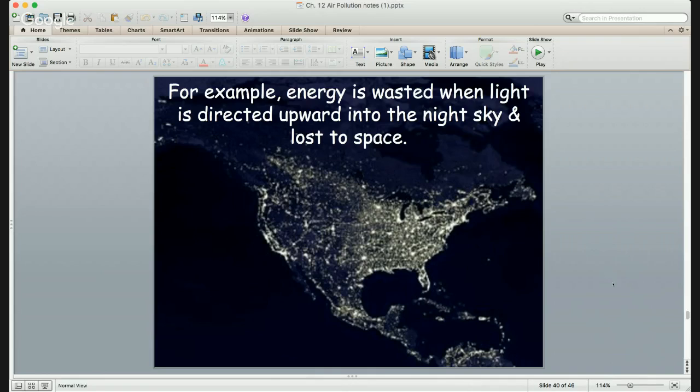So energy gets wasted when the light gets directed upward into the night sky and is lost in space. And this is obviously a picture of the United States at nighttime. And the majority of the light is concentrated on the East Coast here.